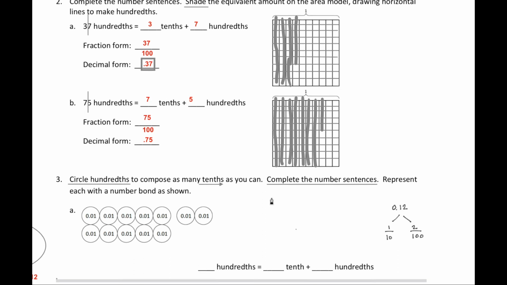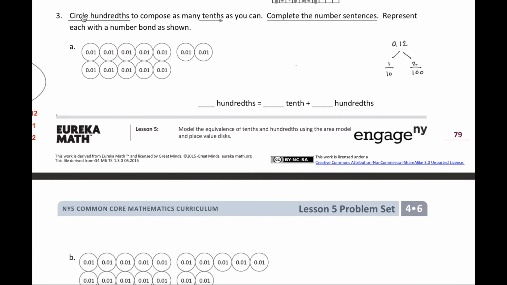Okay? And lastly, number 3. Circle hundredths to compose as many tenths as you can. Complete the number sentences. Represent each number bond as shown. So we need to circle each of these little tiles is a hundredth. We need to make 10.